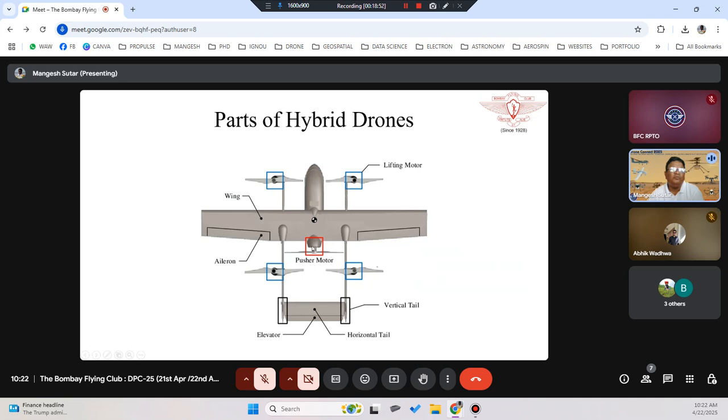That's why it is called a pusher motor. If the same motor were put up here in the front, on the nose, it would be called a puller motor. So depending upon the position of the motor, we call it either a pusher motor or a puller motor.